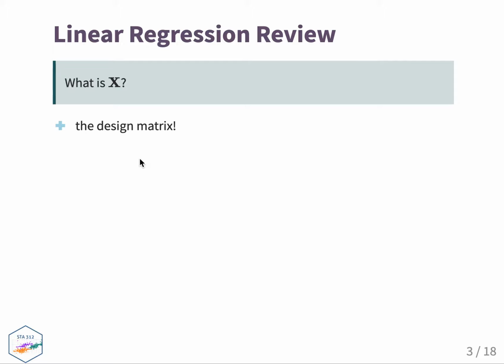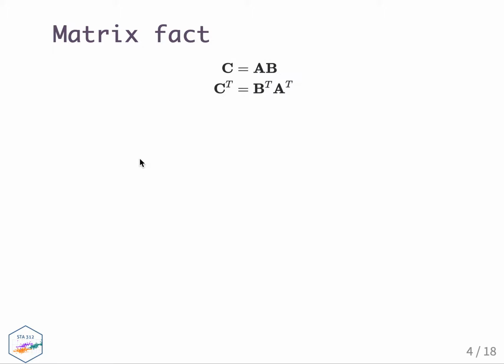And as a reminder, that column of 1s at the beginning, the reason we have that is because we have an intercept in our model, beta 0. And so we want to be able to incorporate that intercept, and so we need to have this column of 1s appended to the beginning of our predictor matrix. Okay, so here is a matrix fact that we're going to be using.